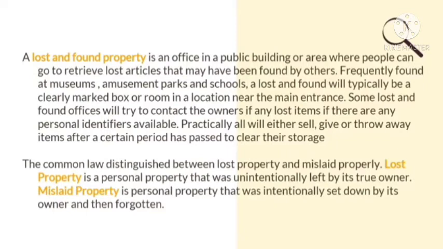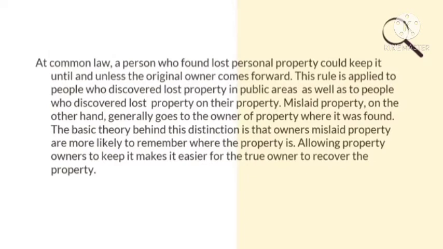The common law distinguishes between lost property and mislaid property. Lost property is a personal property that was unintentionally left by its true owner. Mislaid property is a personal property that was intentionally set down by its owner and then forgotten. At common law, a person who found a lost personal property could keep it until and unless the original owner comes forward. This rule is applied to people who discovered lost property in public areas as well as to people who discovered lost property on their property.